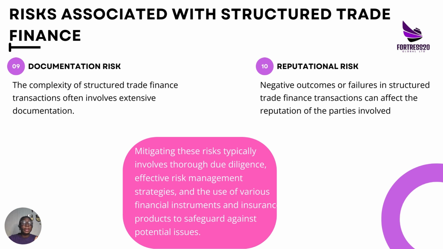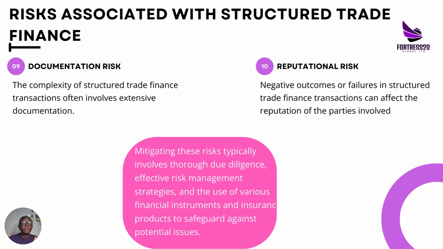Another risk, number nine, is the documentation risk. Structured trade finance deals with a lot of paperwork. Mistakes or inconsistencies in these documents can cause problems, delays, or even failed transactions.